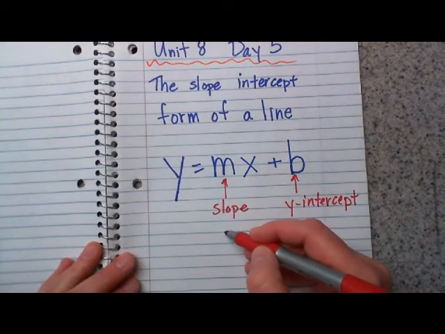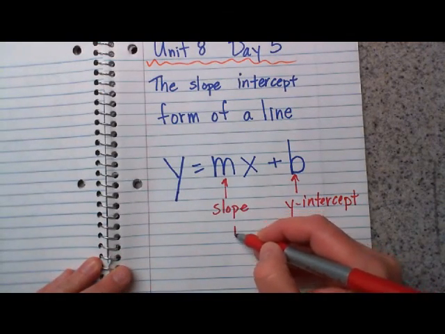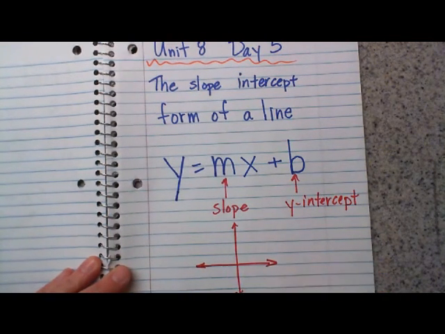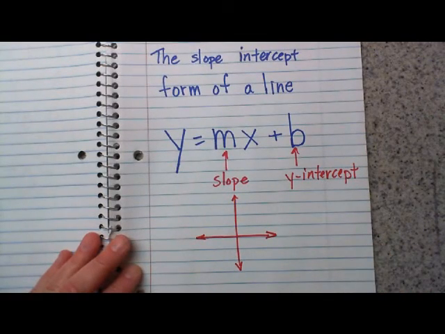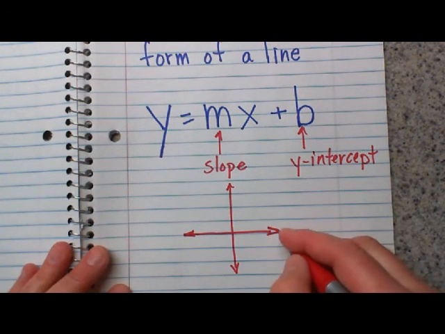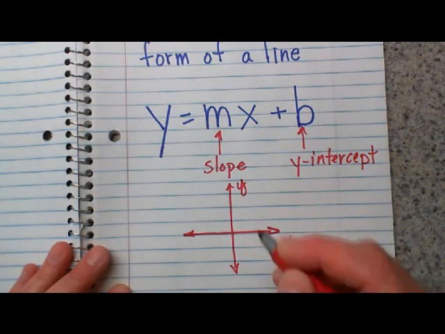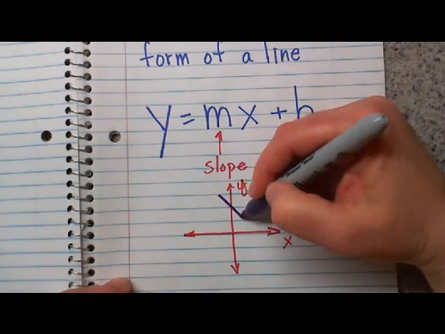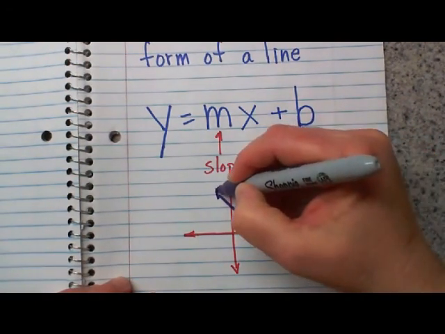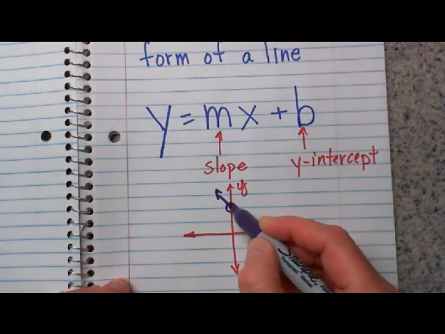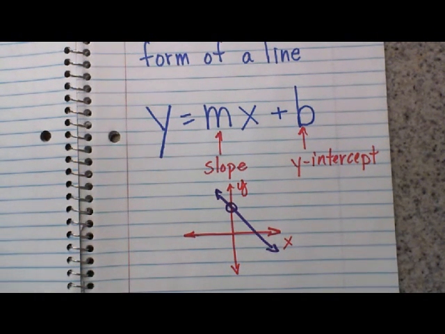So if I just sketch, and you guys can just sketch this time, I'm not going to make a fancy graph like a lot of other times. If we sketch one out here, this is the x-axis, this is the y-axis, and if we have a line like this, B is the y-intercept, and that's where it crosses right there on the y-axis, right?